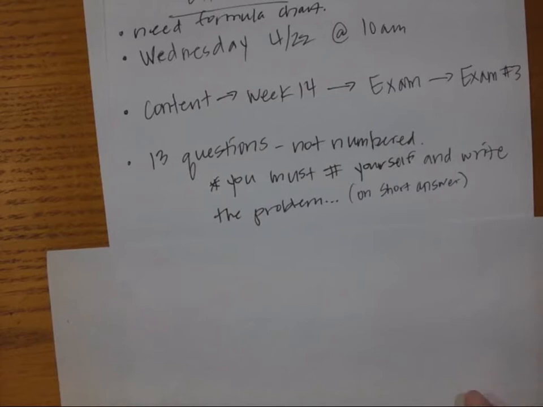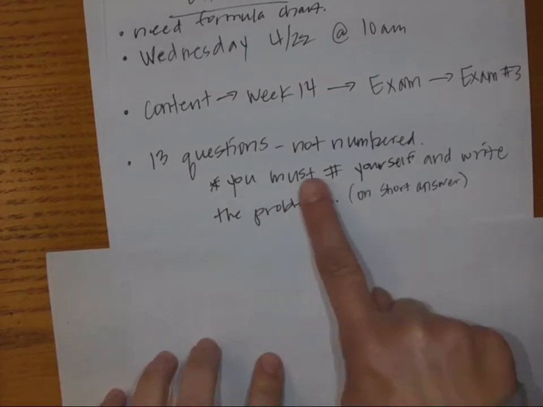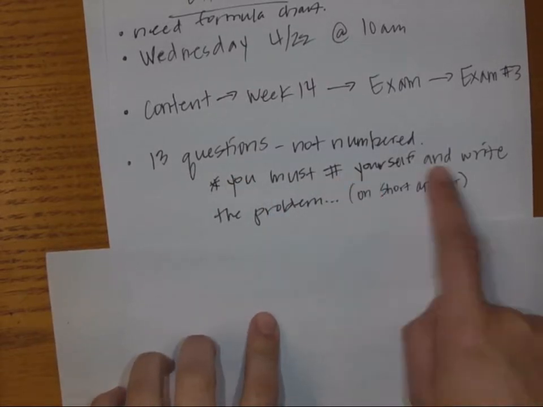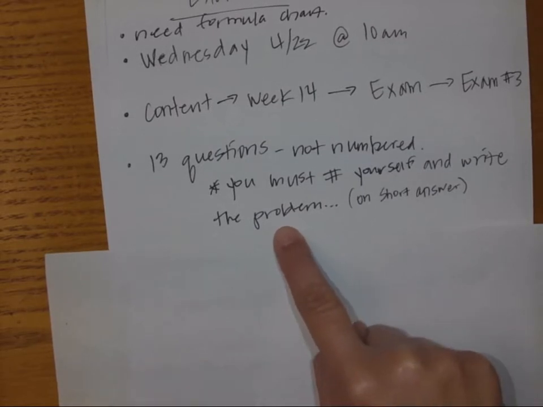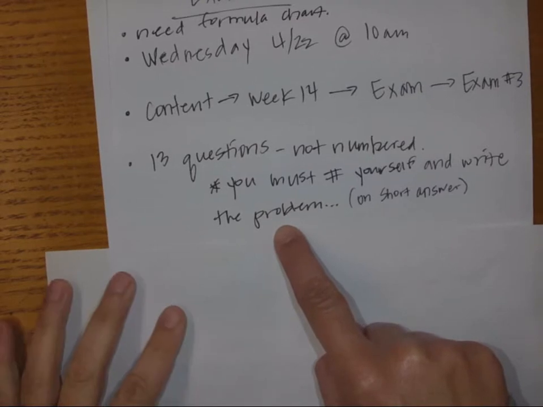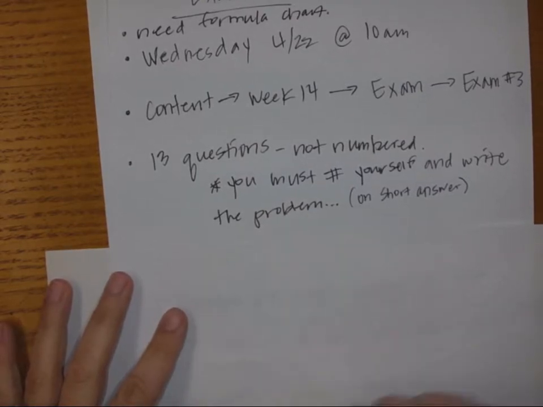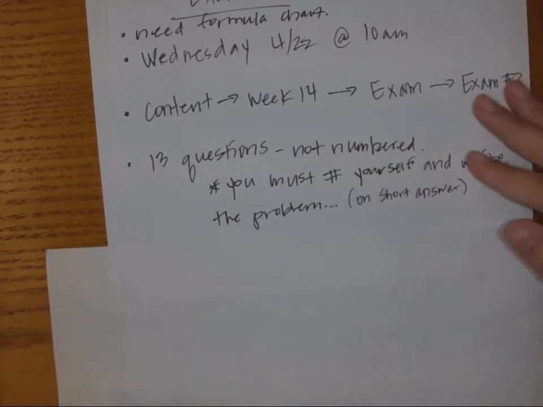So that I know what your problem number 1 is, you must write the number 1 on there, and you have to write the problem on the short answer problems because it's hard for me to see which problem you're working out if you do not write the problem. Okay, so on your own paper, you just write number 1, write the question down, work it out, get your answer, type your answer in on the computer.